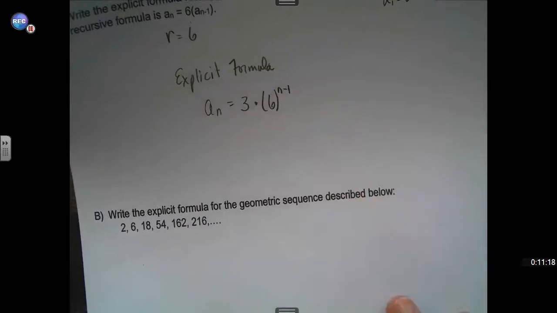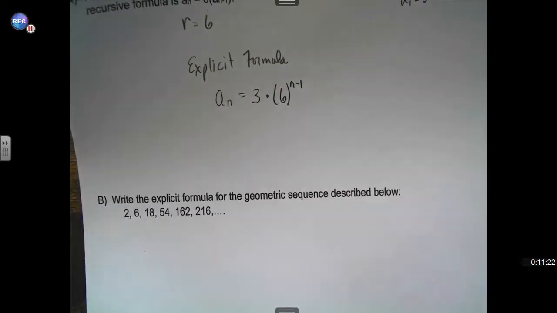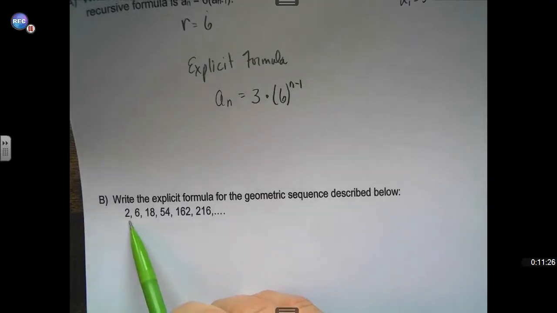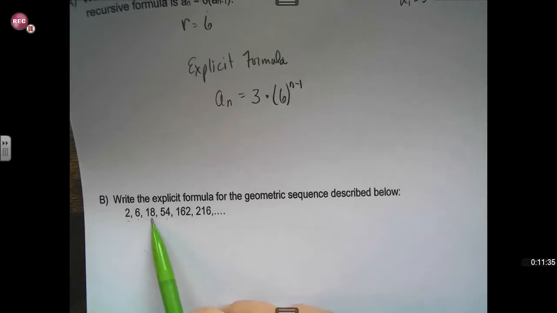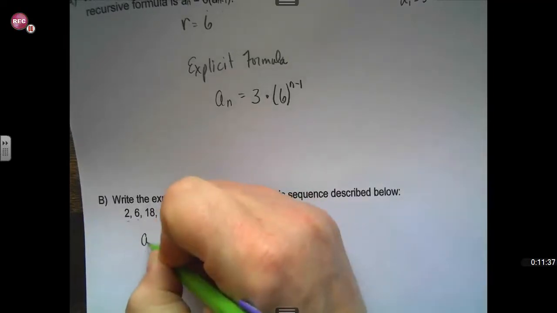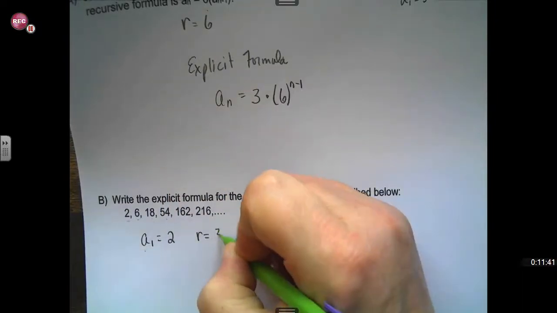The next example: write the explicit formula for the geometric sequence described below. Let's see. The first term is 2, and the common ratio: 6 divided by 2 is 3, 18 divided by 6 is 3, 54 divided by 18 is 3. So a sub 1 is 2, and the common ratio is 3.